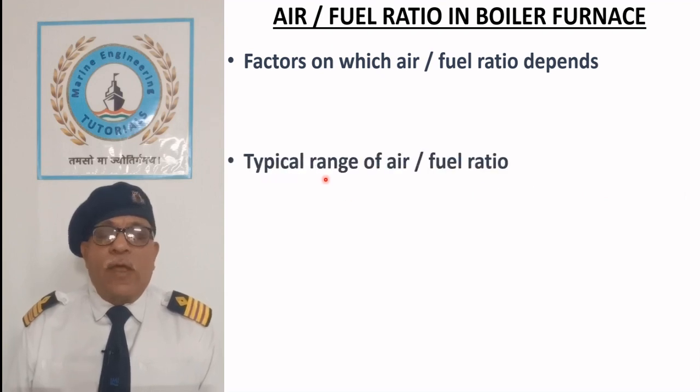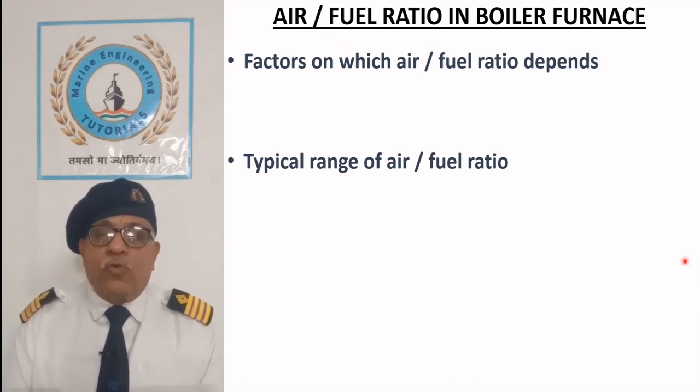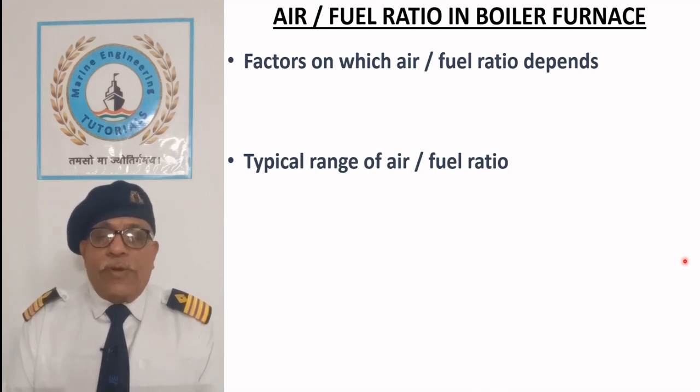Typical range of air fuel ratio. The optimal air fuel ratio is around 15:1 to 16:1, which means 15 to 16 parts of air for every part of fuel. However, this can vary based on specific type of fuel and combustion system. This ratio includes about 10 to 20% excess air in the stoichiometric air fuel ratio.